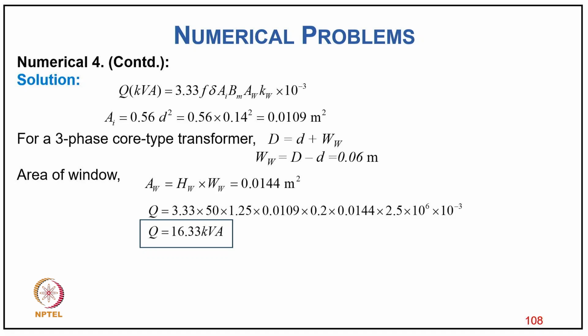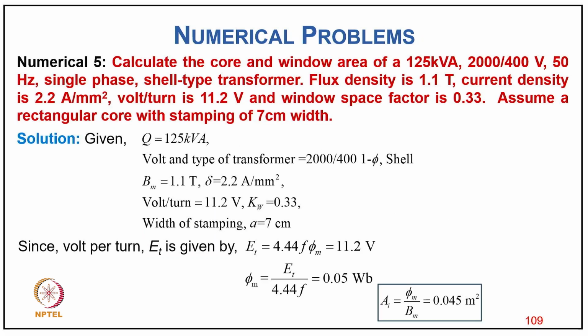Now Q, putting the value of all these parameters in this relation of Q, it comes Q equal to 16.33 kVA. Now coming to numerical problem 5: calculate the core and window area of a 125 kVA, 2000 by 400 volt, 50 Hz single phase shell type of transformer.